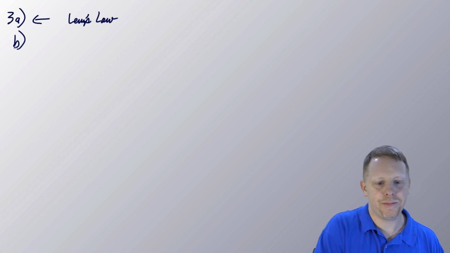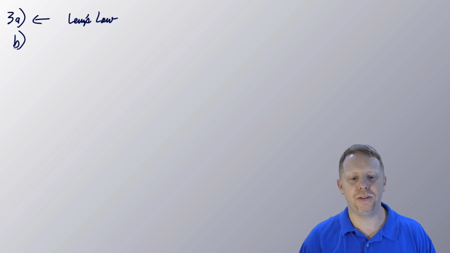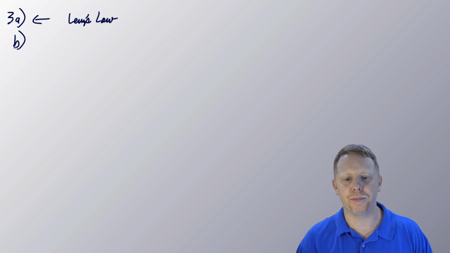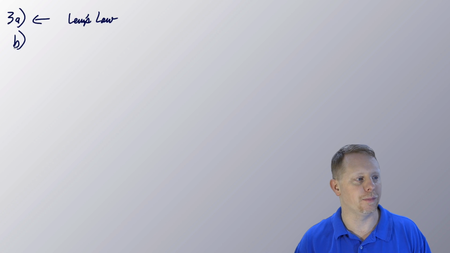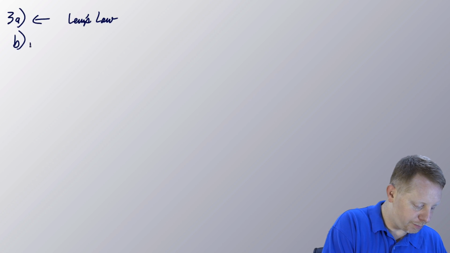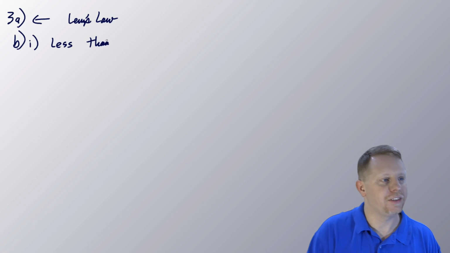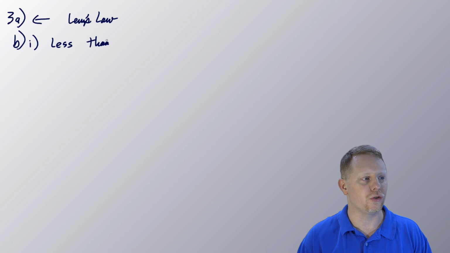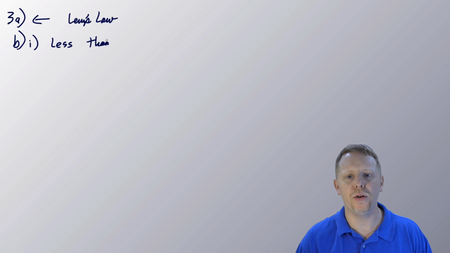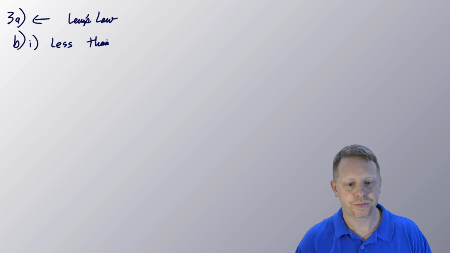For 3b, we're now asked, is the magnitude of the net magnetic field above the bar at point C greater than, less than, or equal to the magnitude of the net magnetic field before the bar is released? Well, for part B1, that's going to be less than. As the bar is dropped, the induced current creates a magnetic field that opposes the external field.